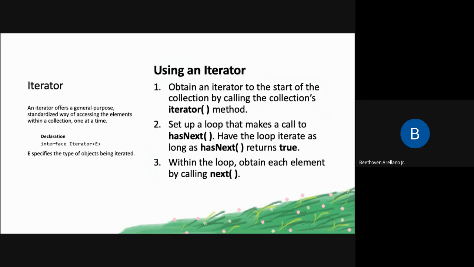In general, to use an iterator to cycle through the contents of a collection, you follow these steps. Number 1. Obtain an iterator to the start of the collection by calling the collection's iterator method. Number 2. Set up a loop that makes a call to hasNext. Have the loop iterate as long as hasNext returns true. Number 3. Within the loop, obtain each element by calling next.